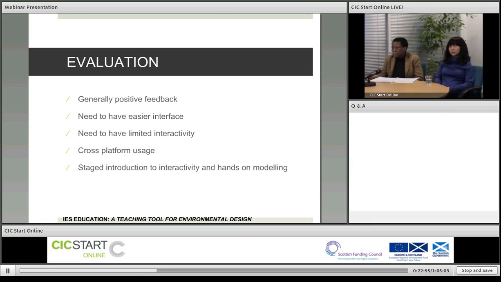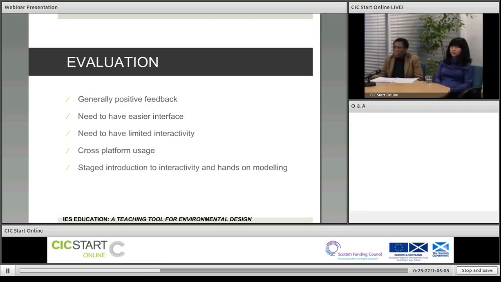So, as I said, the evaluation had generally positive feedback. There still were issues in terms of the feedback we were getting from the staff about the interface, because out of the 4 or 5 schools, all but one had heard of IES, but the interface was the problem. So in a way, that's what we had identified as the problem to begin with. We need a simple interface for architects and architecture students. So we're still looking at that.